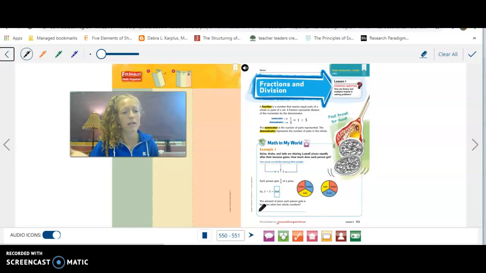Or we can write it as a fraction, which we know is the same thing as a division problem, and we're simply going to write 2/3. Make sense? Okay, we're going to move on to the next problem.